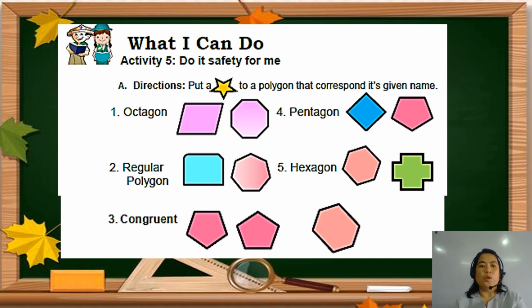For number 2, regular polygon. So, sa duha ka figure, tanawa asa ang regular polygon, then you will draw the star. Number 3, congruent. Asa ang congruent, ana? Then, butangan nimo siya og star. For number 4, pentagon. So, pangitaon nimo ang pentagon, diha siya sa figure, then butangan nimo siya og star. For number 5, hexagon. So, i-draw na po nimo ang star og asa ang hexagon.